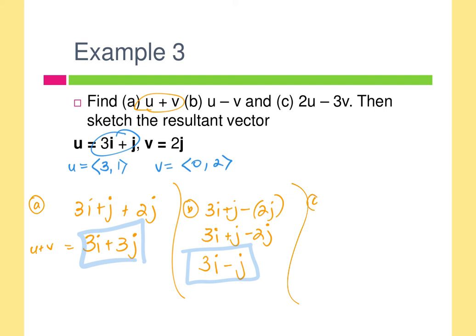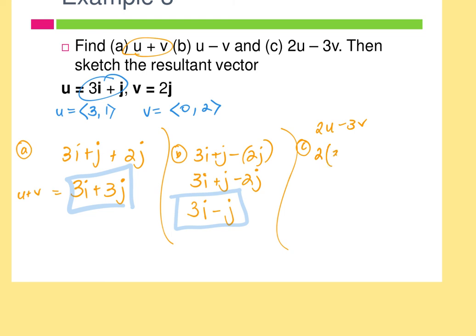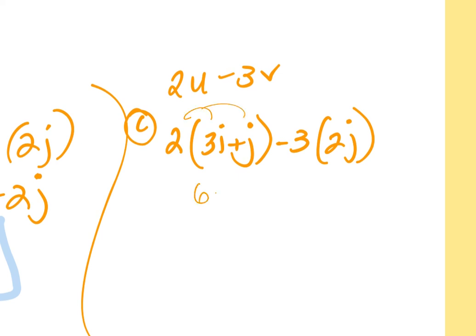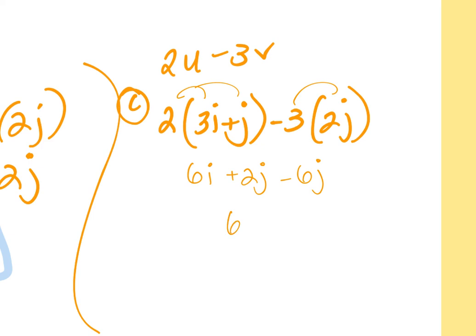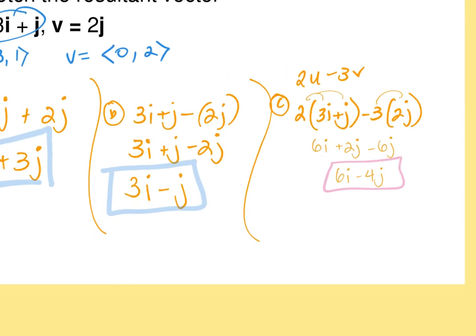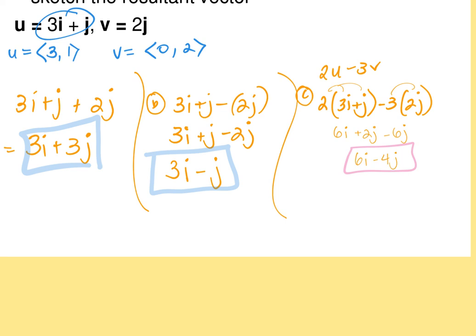And then C is 2u minus 3v. So I'm doing 2 times 3i plus j minus 3 times 2j. And then I'm going to distribute. I'd get 6i plus 2j, distribute negative 6j, and I get 6i minus 4j. With me so far?